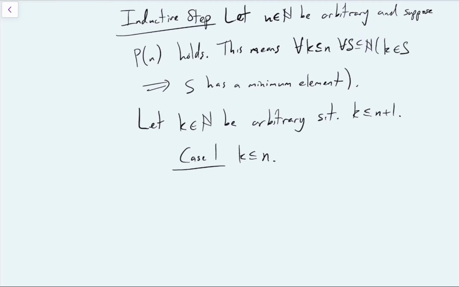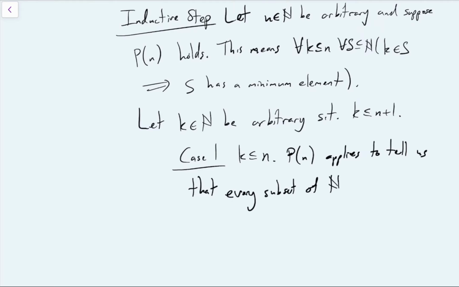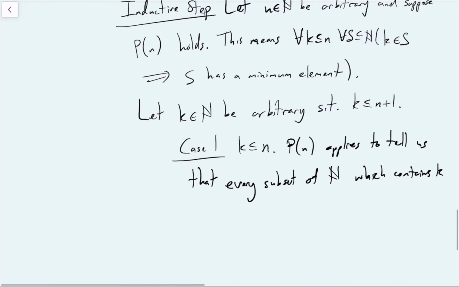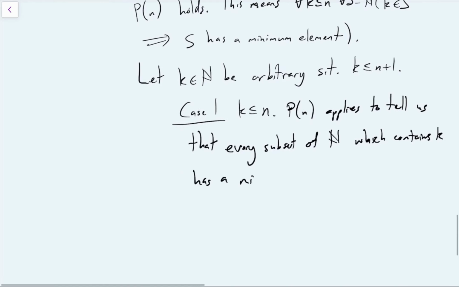Well, what happens if k is less than or equal to n? Then I can actually just apply P of n, right? My assumption is that P of n is true, and P of n tells me that for all k less than or equal to n, for all subsets that contain k, that subset has a minimum element, and that's exactly what I want to show in this case. So in this case, P of n applies to tell us that every subset of n which contains k has a minimum element.